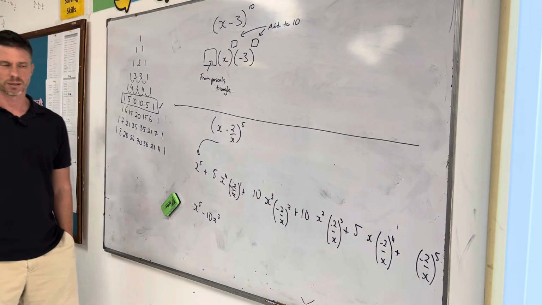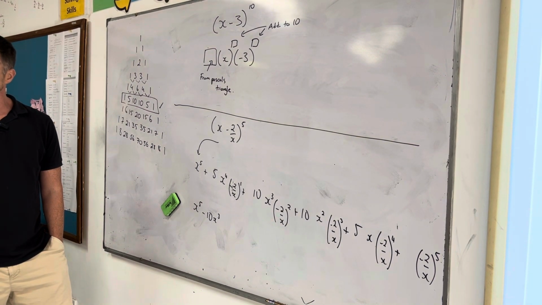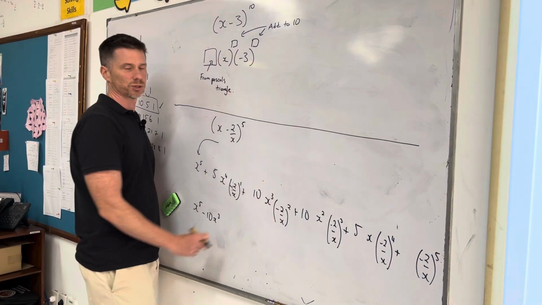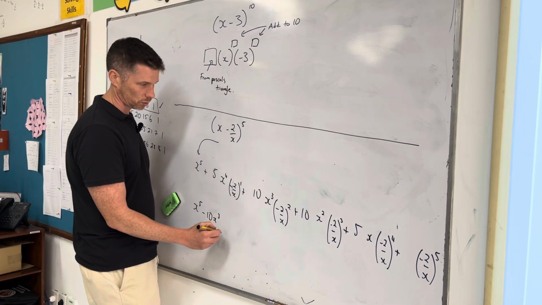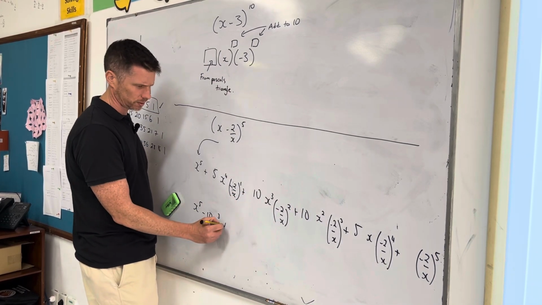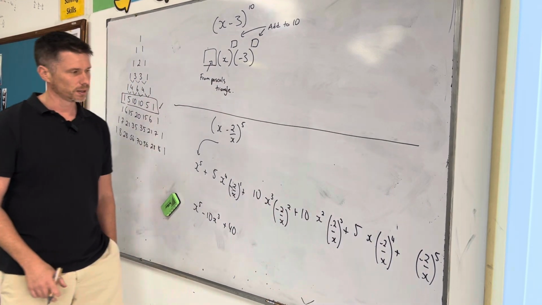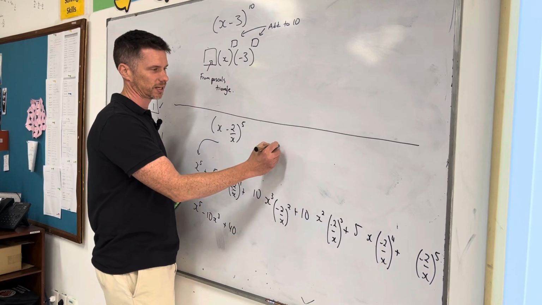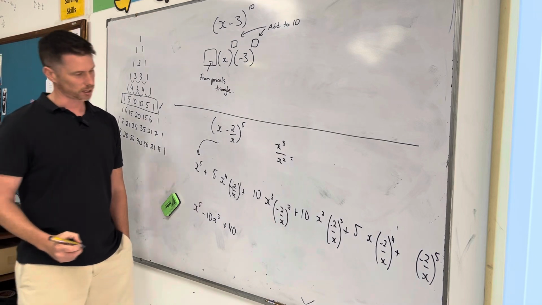What's the next one? Plus 40x. So 10 is going to have to be times by minus 2 squared. Negative 40, so positive 40, no? Okay, yeah, because minus 2 squared is positive 4. And then what's x cubed over x? That'd be x cubed over x squared, which is the same as x.